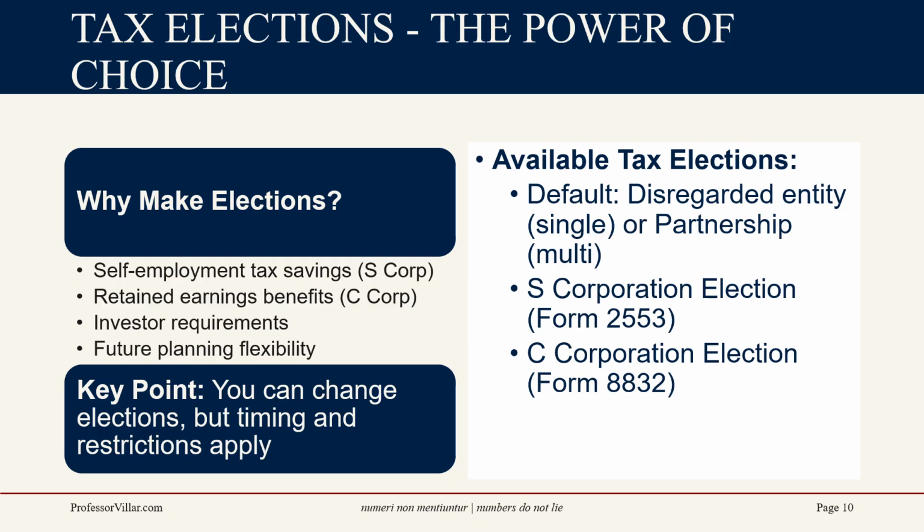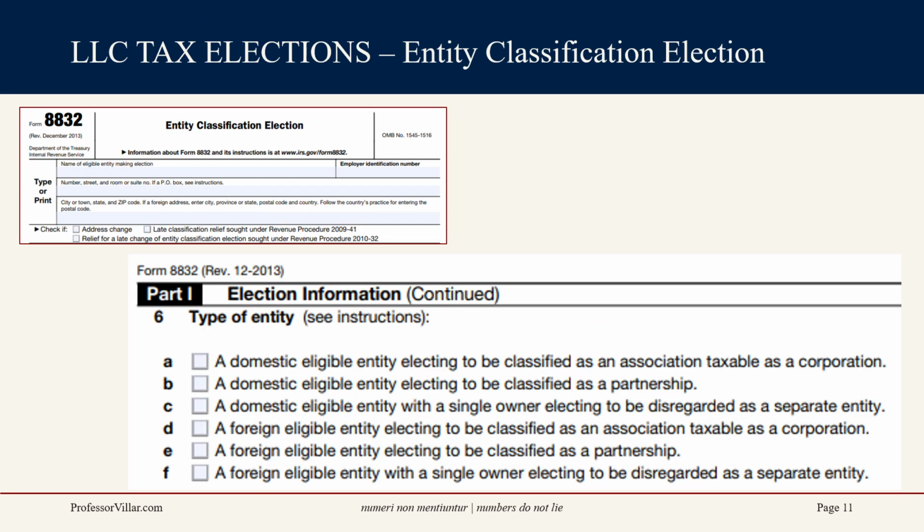This flexibility is unique to limited liability companies and gives you the option, as the business evolves, to get more sophisticated. Here's a sample of what the 8832 entity classification form looks like, where you would select in part 1 how you would like to be treated if different than your default tax status.